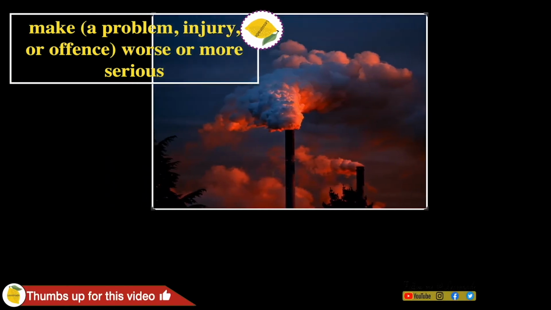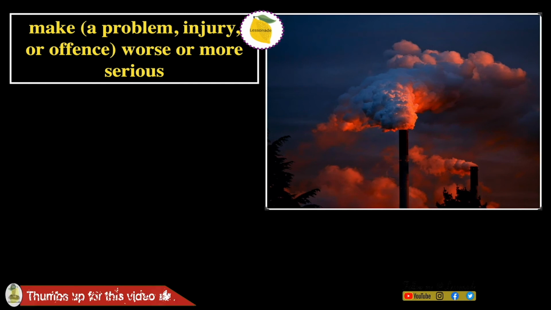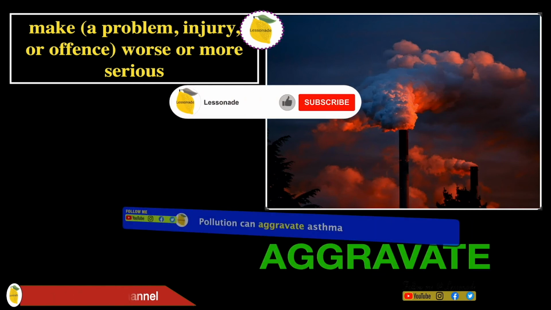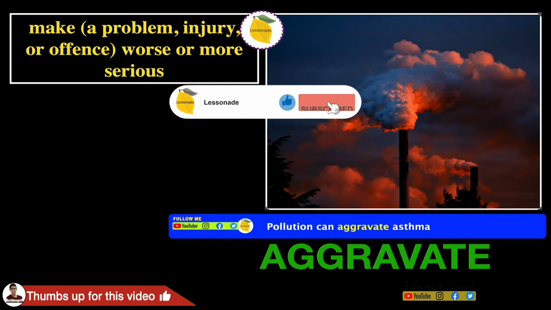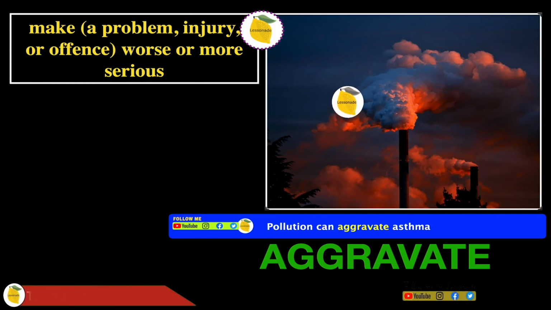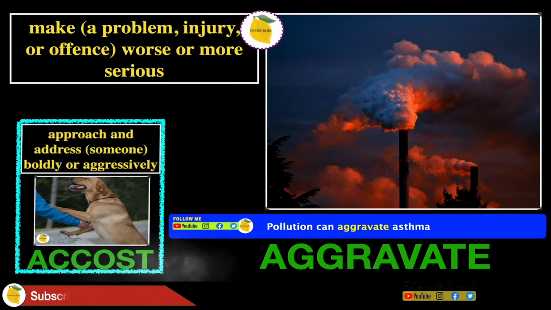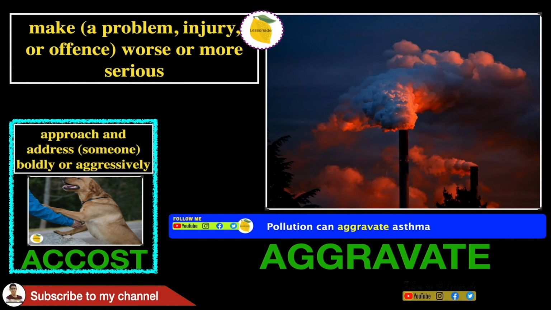The next one is make a problem, injury, or offense worse or more serious. In this picture we can see pollution, produce, and therefore the word will be aggravate. Pollution can aggravate asthma. So once again, before we go on to the next one, let's try to recall the previous slide. And the previous slide is accost. Let's go on to the next one.